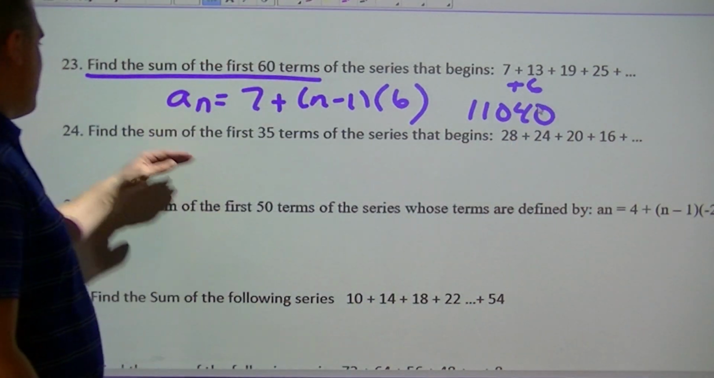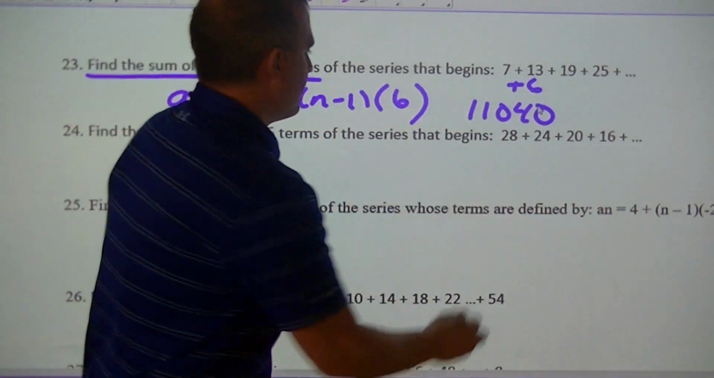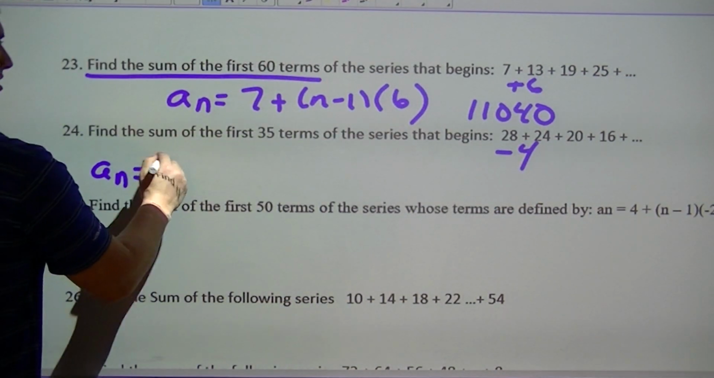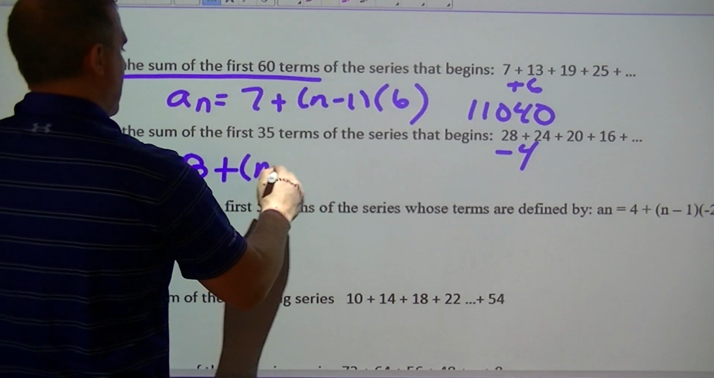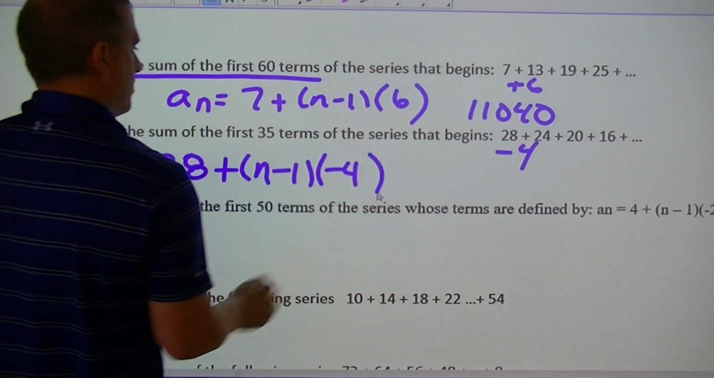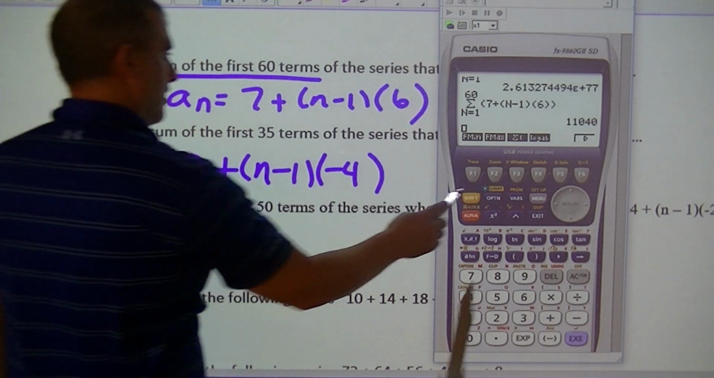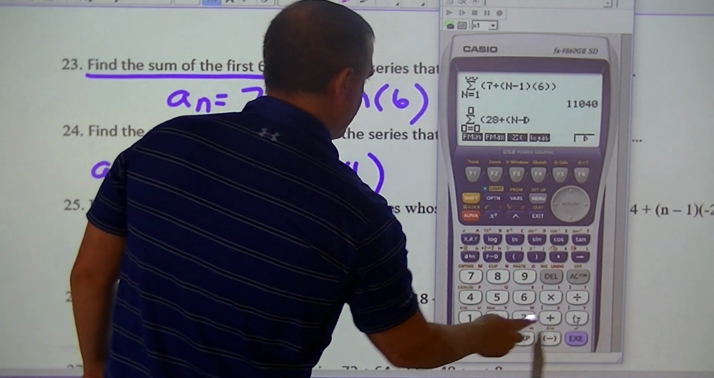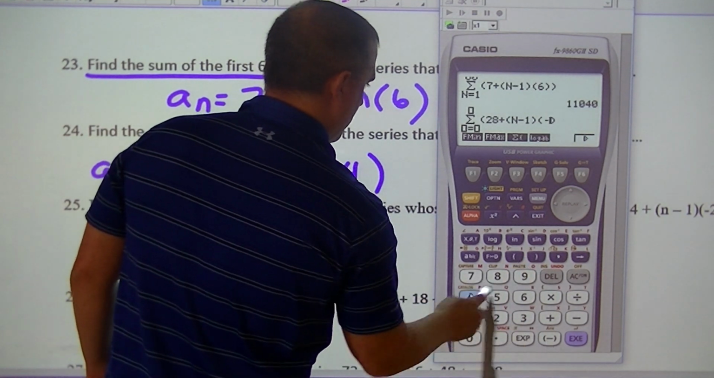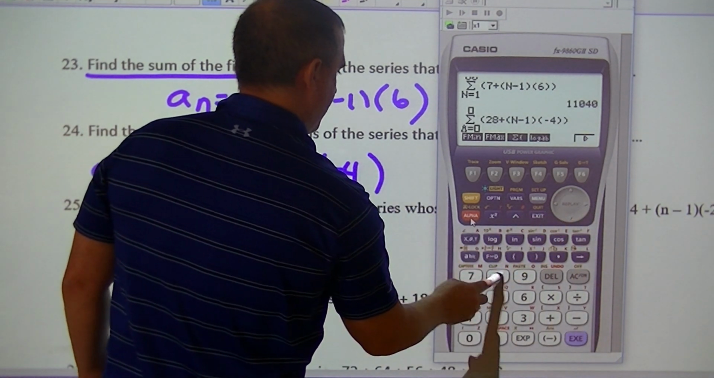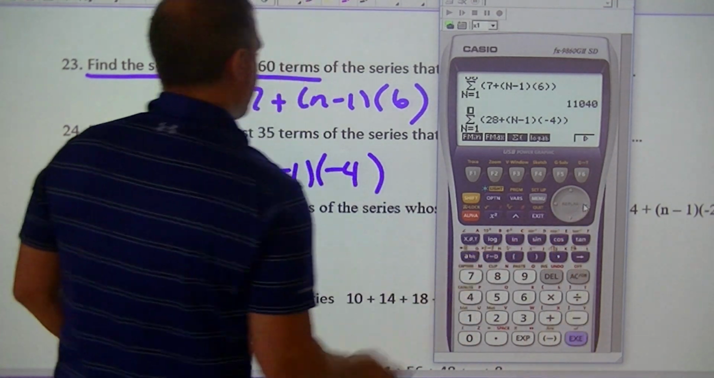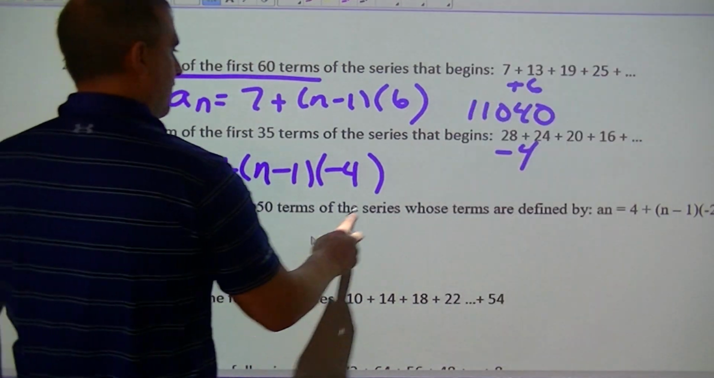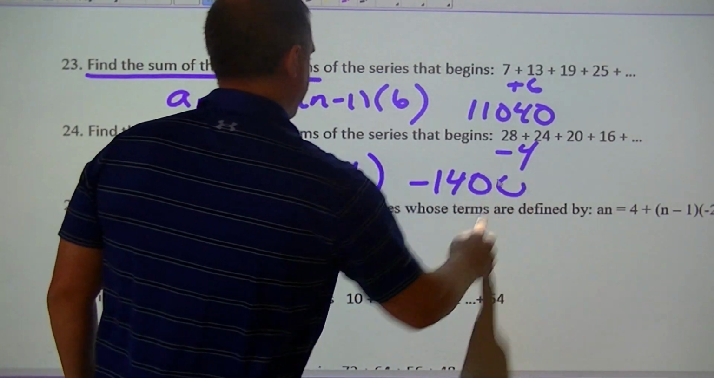Now on this one, find the sum of the first 35. This difference would be a -4. So my formula would look like this: 28 plus n minus 1, -4. 28 plus parentheses alpha n minus 1, close them, -4, close them. Alpha n, 1. Now here they want me to find 35. So that's -1400. Be my answer.